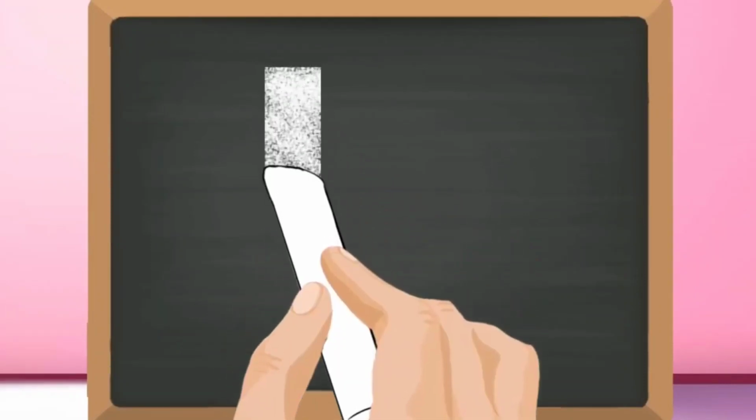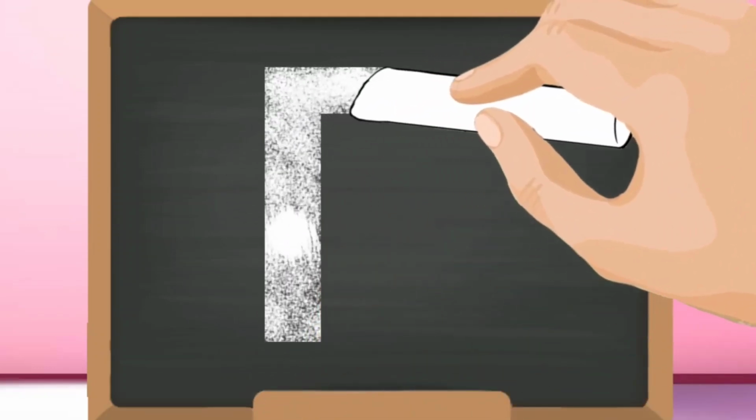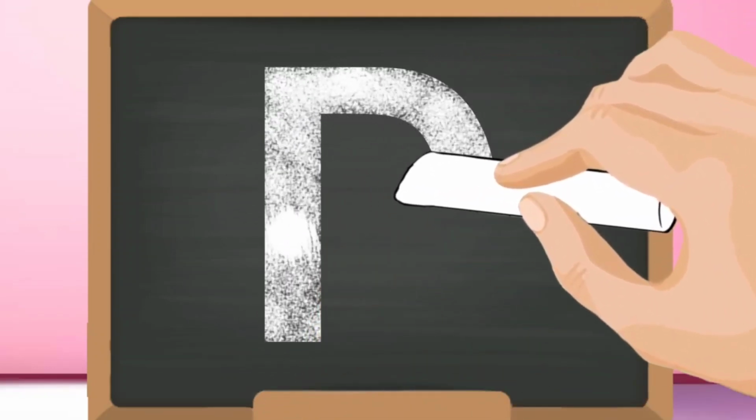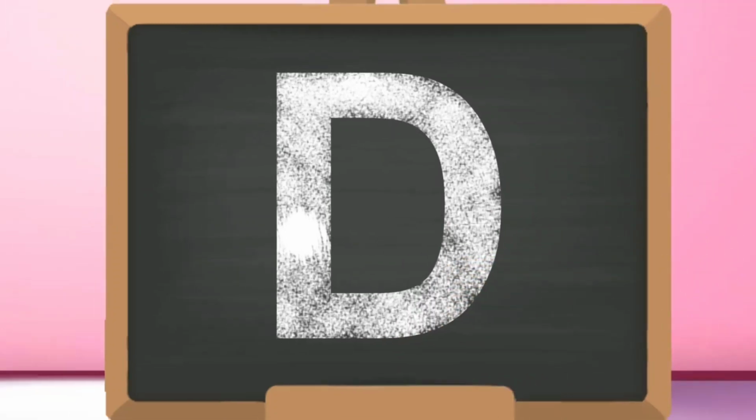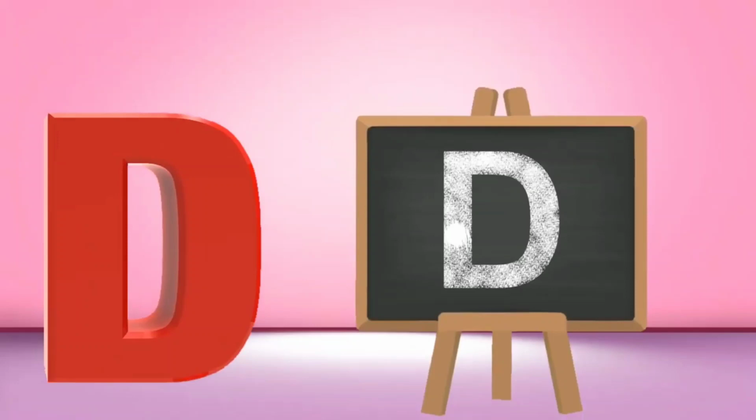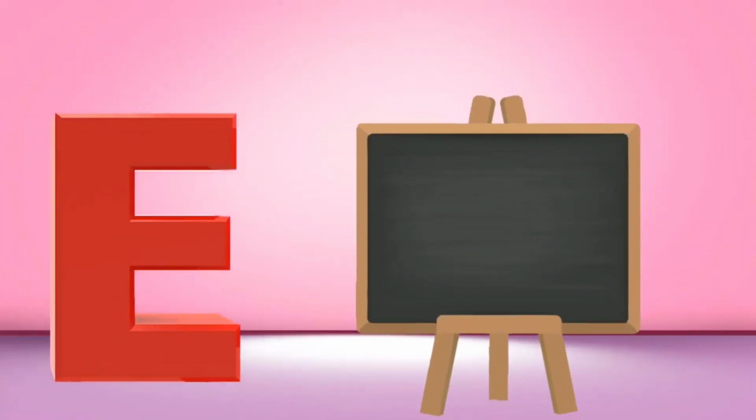Start from the top and draw a standing line down. Go again to the top and draw a curve till the bottom. Capital D. E. Capital E.